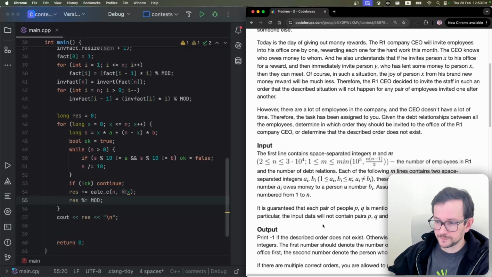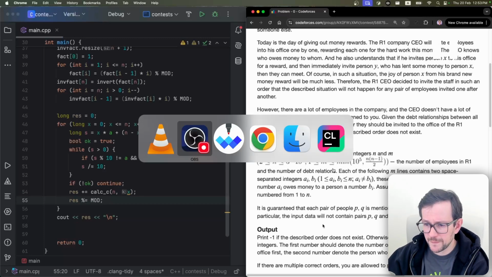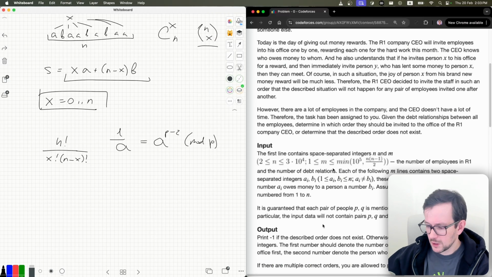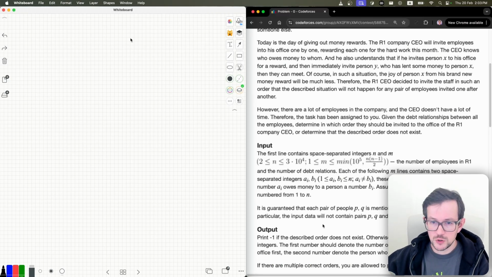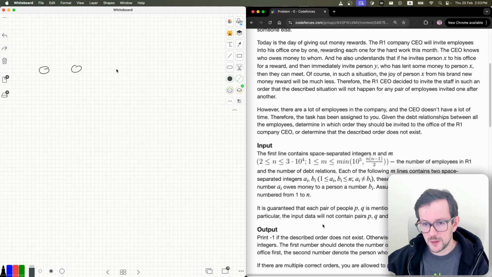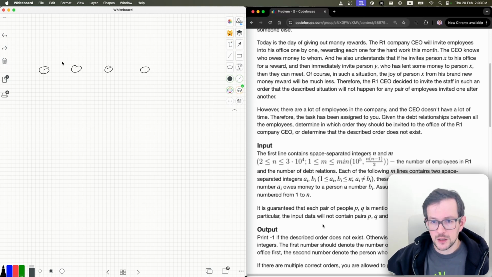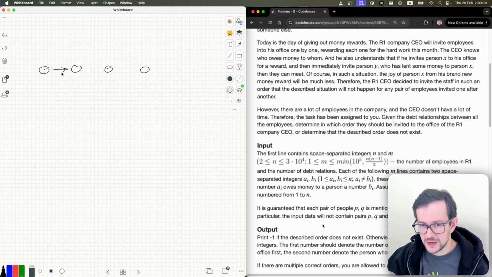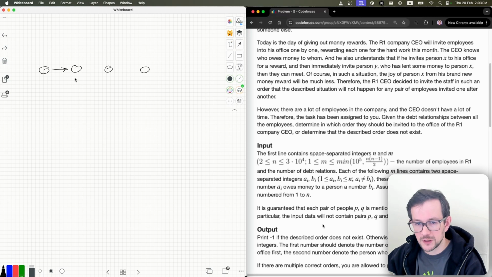Let me show you what we have. You order elements in some order, and you're not allowed to have edges like this from a left element to a right element, but you're allowed to have edges from right to left.